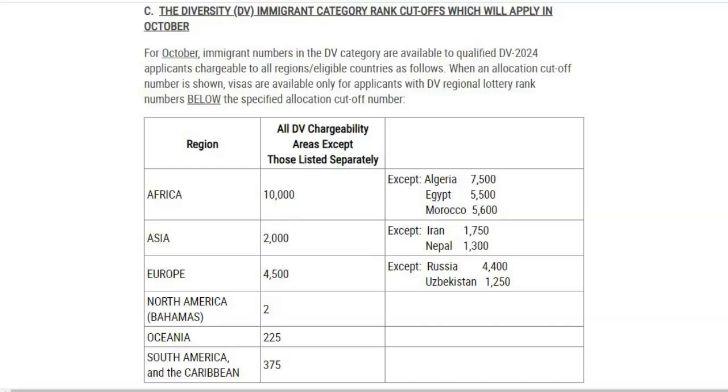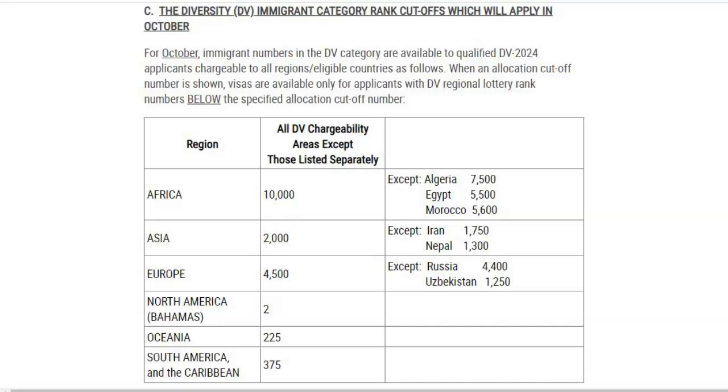When it comes to the Asia region, for the DV 2024 program, the number is 2,000. Once again, considering that in the Asia region, the overall case number range is not as extensive as in the DV 2024 program, we can say case numbers that are below 1,750 could be considered as the lowest case numbers in the Asia region in the DV 2025 program.